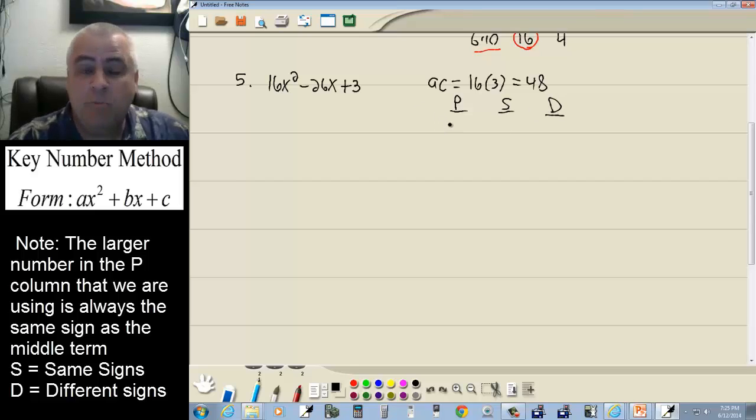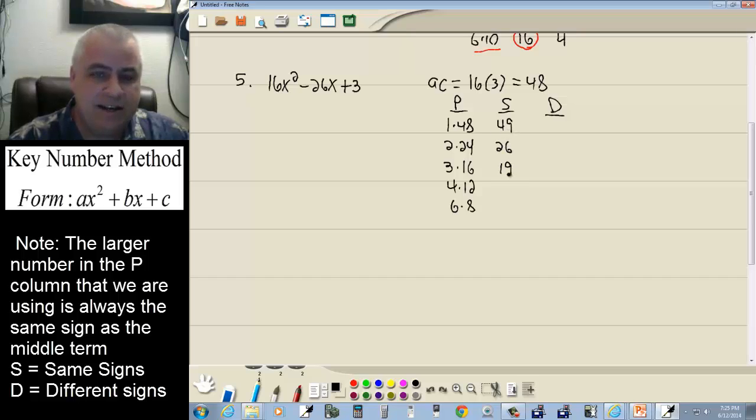In the P column, we'll write down all the products that give us 48. We got 1 times 48, 2 times 24, 3 times 16, 4 times 12, 6 times 8. The S column, we're going to add those together. 1 plus 48 is 49, 2 plus 24 is 26, 3 plus 16 is 19, 4 plus 12 is 16, 6 plus 8 is 14.